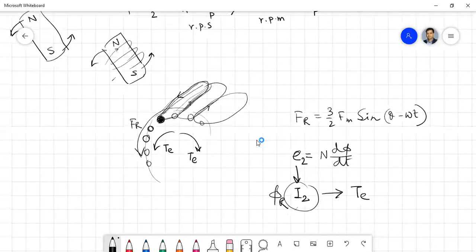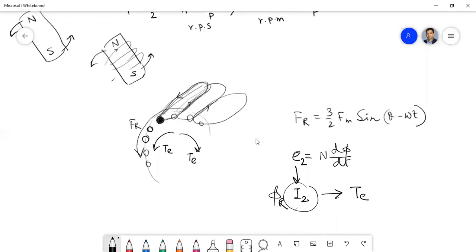Everywhere, when we intend to find out any direction, we always take the help of Lenz's law. So remember this point: in this type of analysis, when we intend to find out the direction of any rotation, we take the help of Lenz's law. And for applying Lenz's law, first we have to find out the root cause of this torque. Then we can answer. Are you getting it?